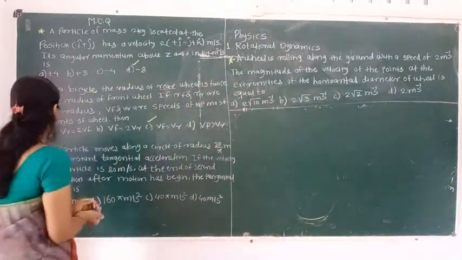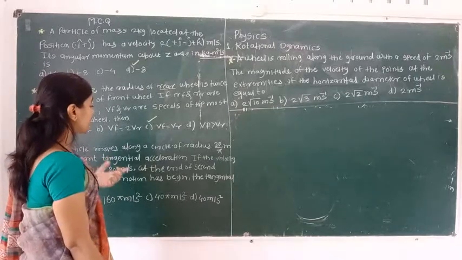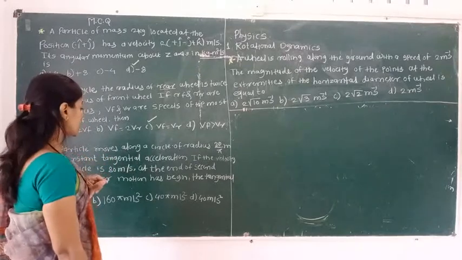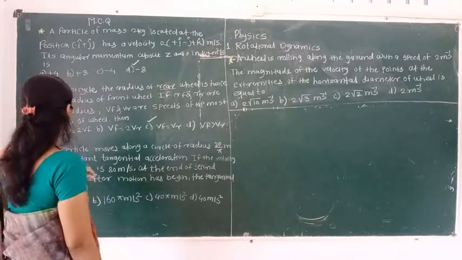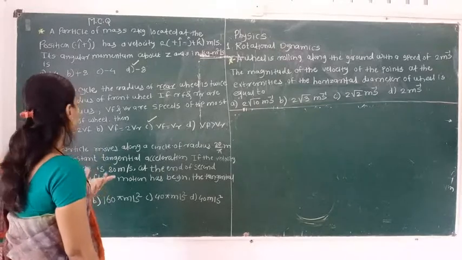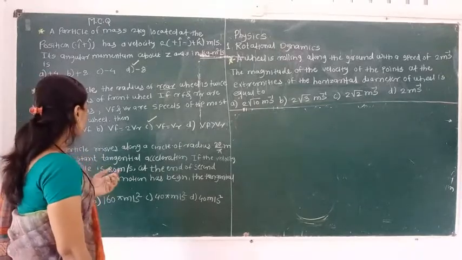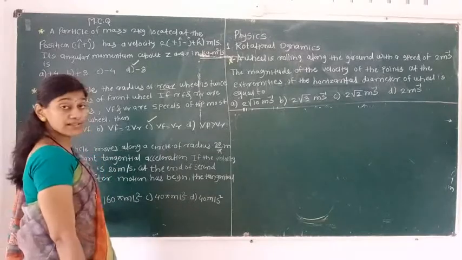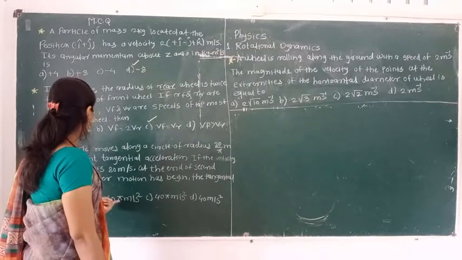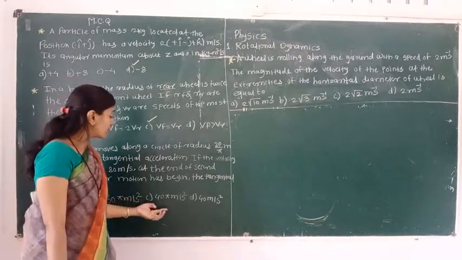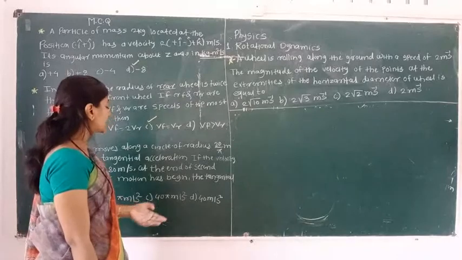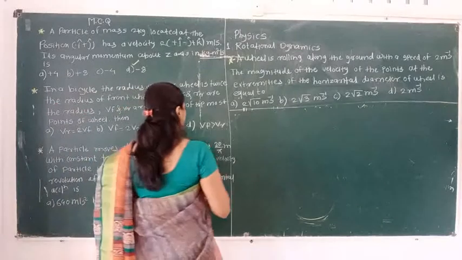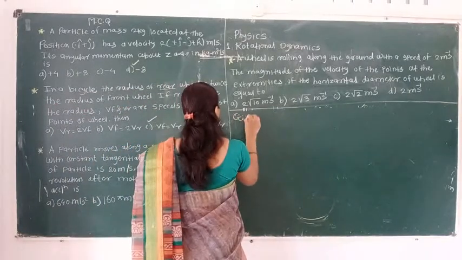A particle moves along a circle of radius 20 divided by pi meters with a constant tangential acceleration. If the velocity of the particle is 80 meters per second at the end of the second revolution after motion has begun, the tangential acceleration is: 640 meters per second squared, 160 pi meters per second squared, 40 pi meters per second squared, and the last one is 40 meters per second squared. Let me write the given information, then we will see.